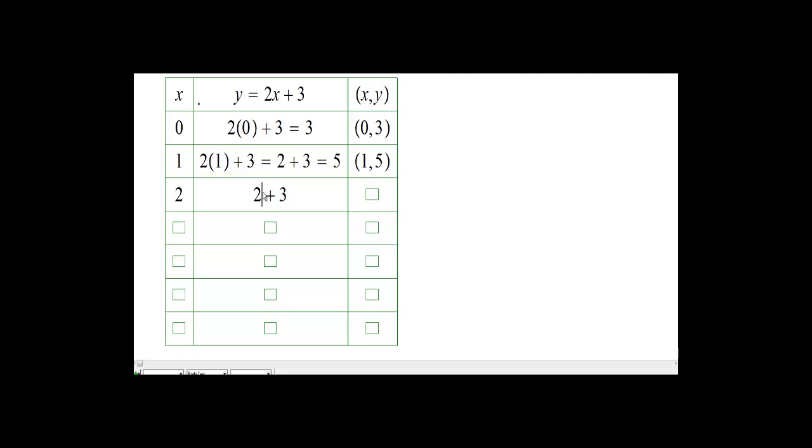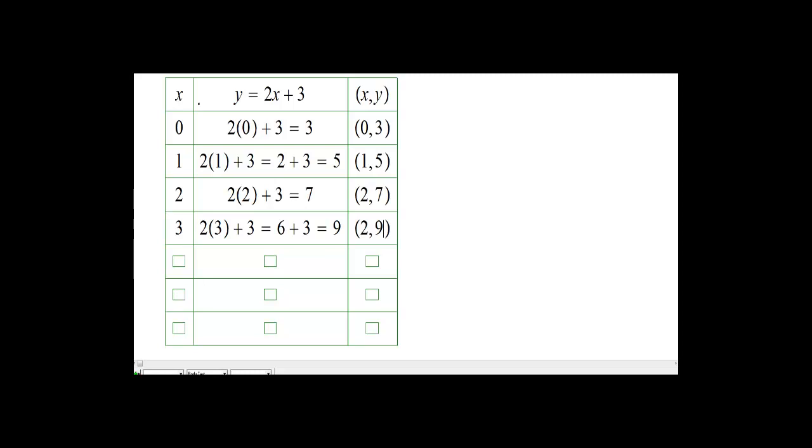Then we can put x equals 2, and then 2 times 2 is 4 plus 3 is 7. So we got 7 here. Okay, we can put 3 and keep on going like this, and so here we go. We got 2 times 3, which will give us 6 plus 3 equals 9, which is what? 2, 9.